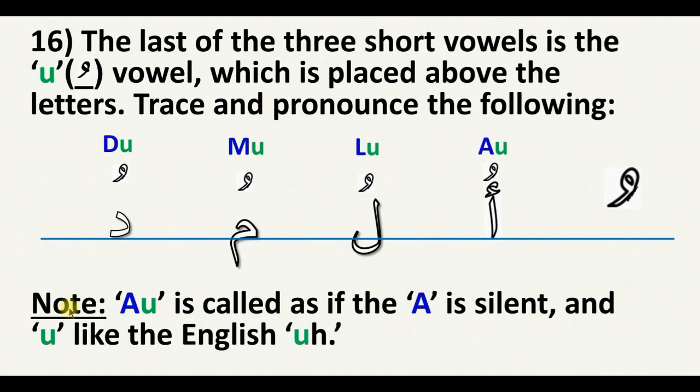Here we have a note. AU is called as if the A is silent and the U like the English O. Some people might not be able to say AU-O. Instead, they might say AU-U. So in order to help them to pronounce it correctly, spell it and then pronounce it as if the A is silent and the U is pronounced as O.